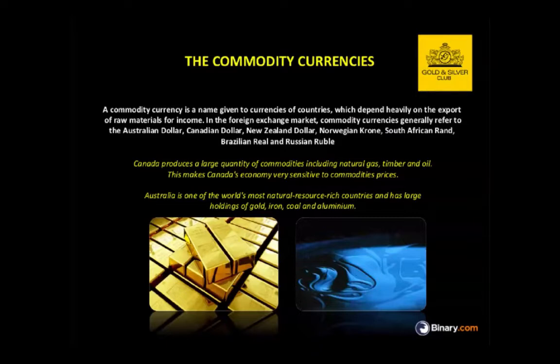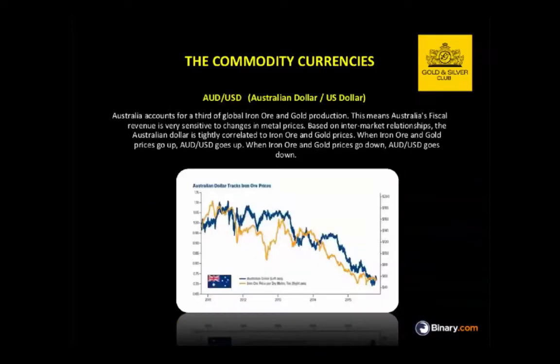Canada produces a large quantity of commodities, including natural gas, timber, and crude oil, and that makes Canada's economy very sensitive to commodities prices. In Australia, they're one of the world's most natural resource rich countries, with large holdings of gold, iron ore, and also coal and aluminium. As a result of that correlation, often you will see gold prices have an effect on the Australian dollar, US dollar as well. Broadly speaking, it's not always 100% correlation, but a lot of the time when gold is rallying, you'll also tend to see the commodity currencies get well supported as well.